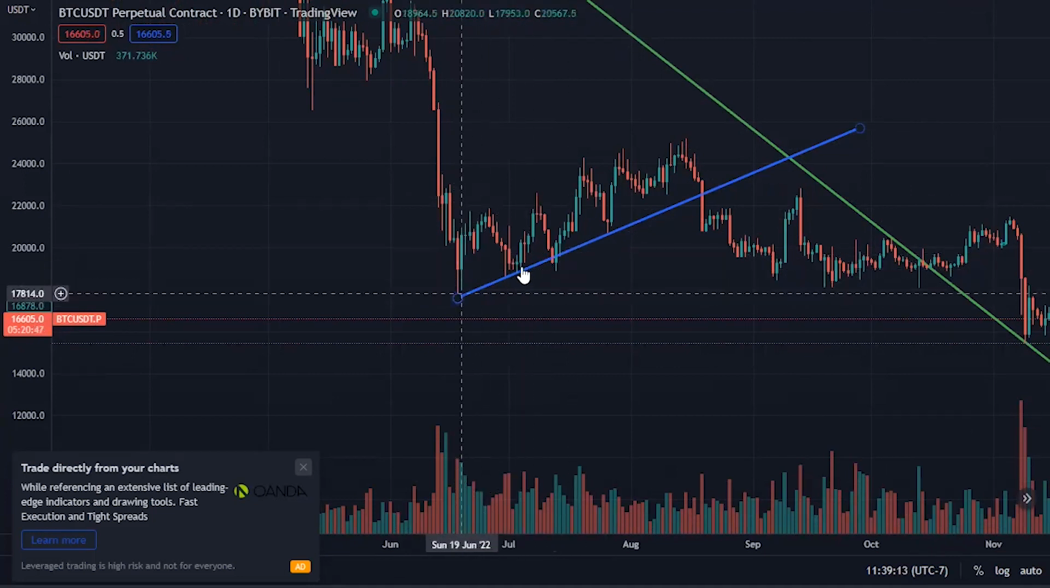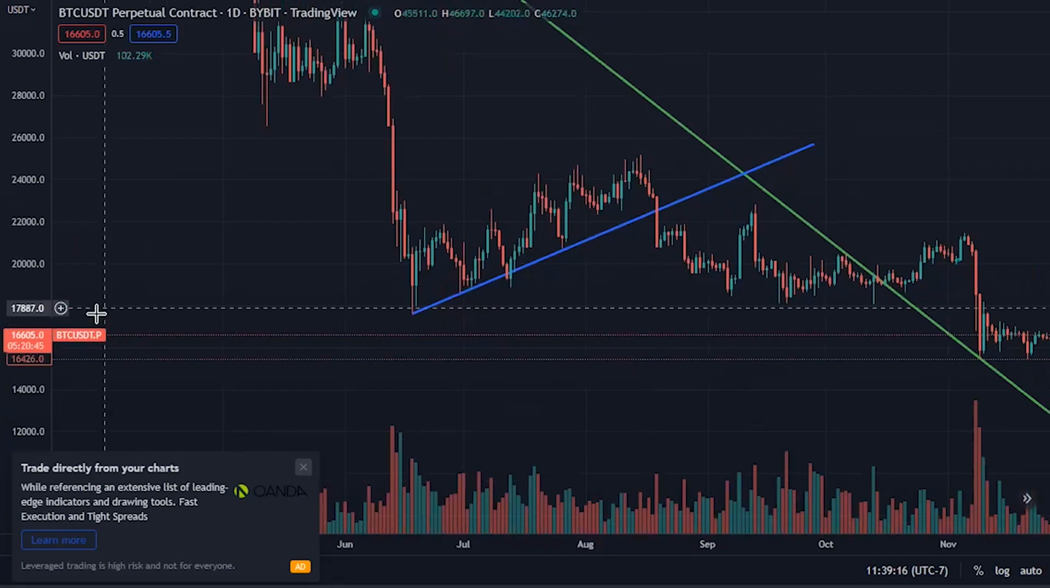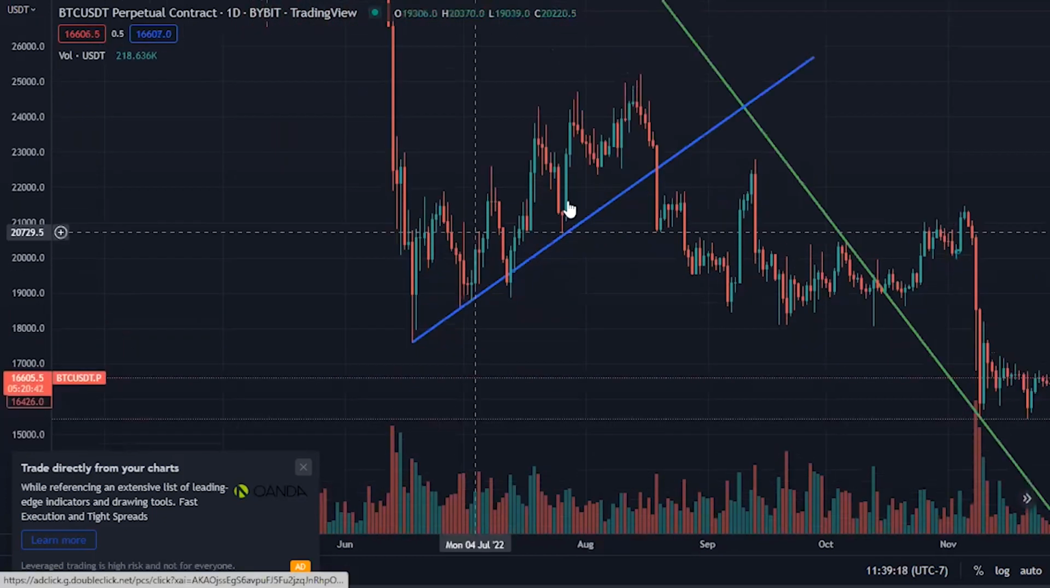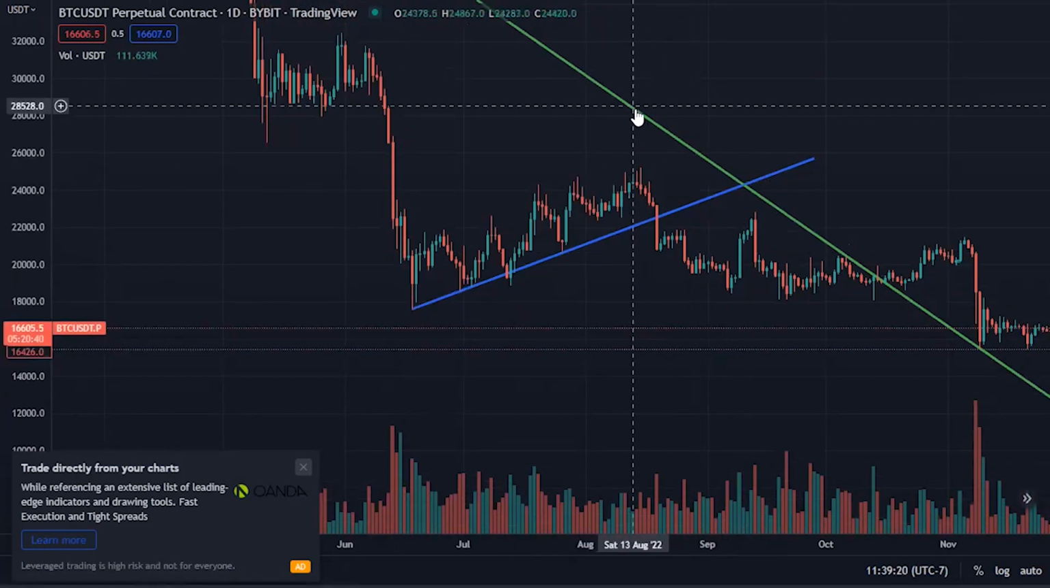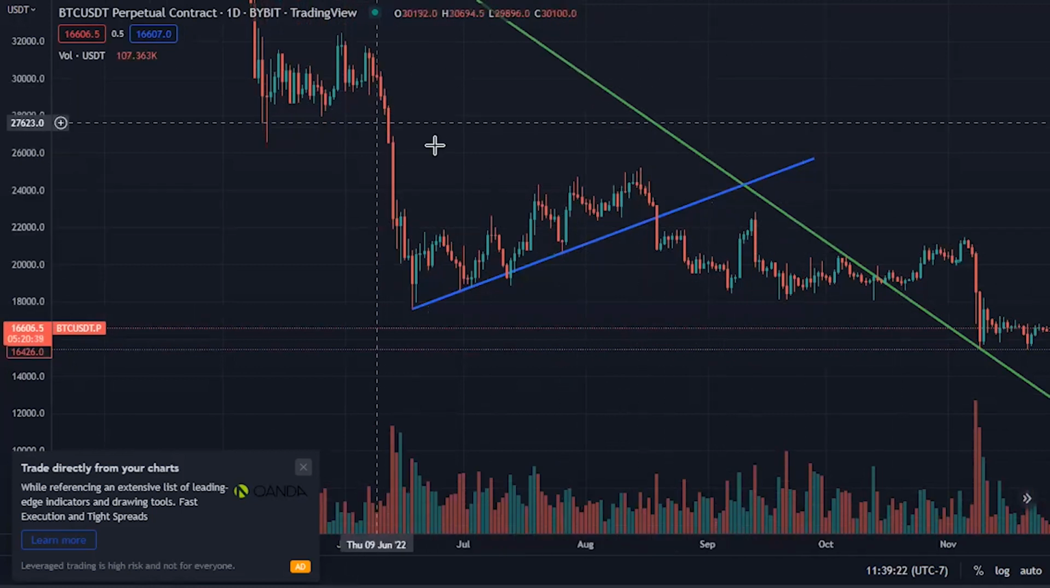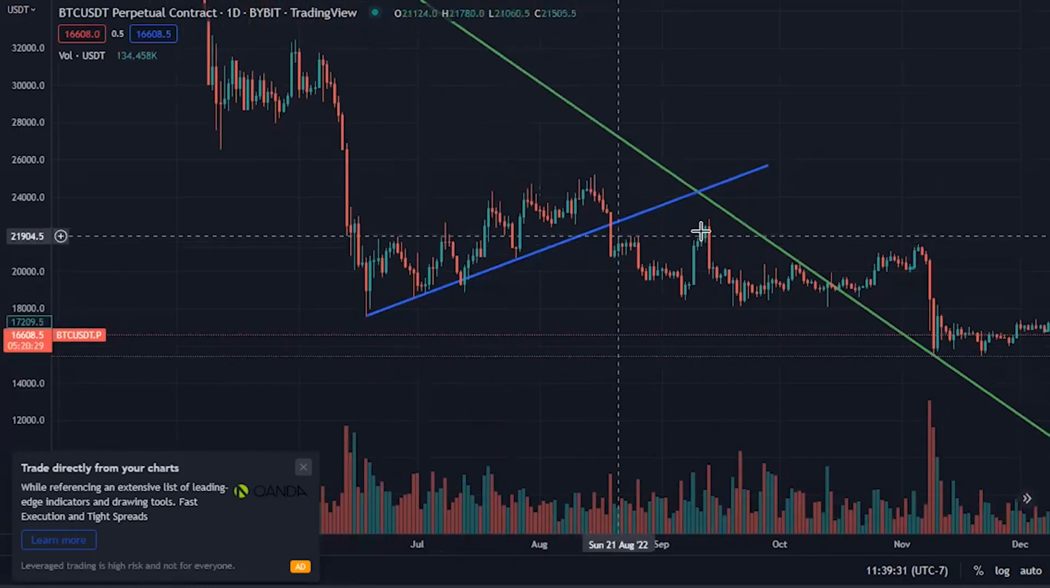Two lows together. This gave us this uptrend line, you see. All right, and remember, the green line here is the downtrend in the bigger time frame, but in the daily time frame, we are in an uptrend here.